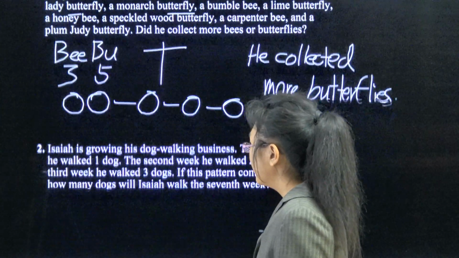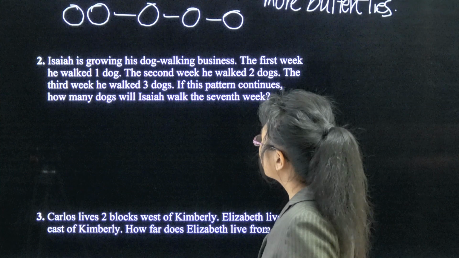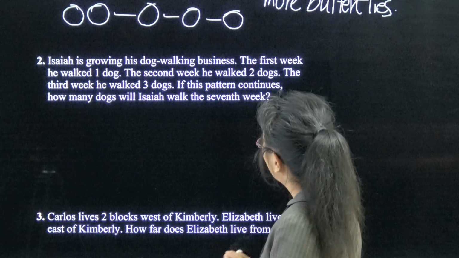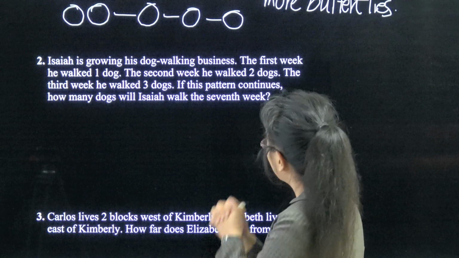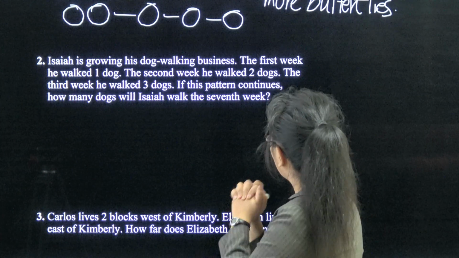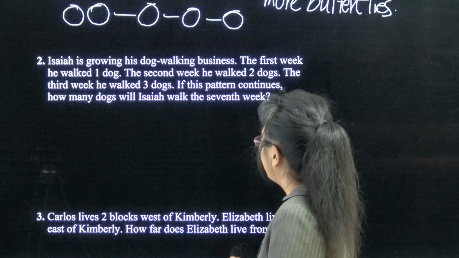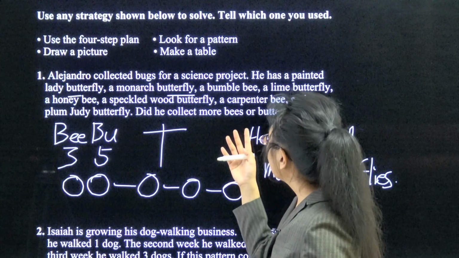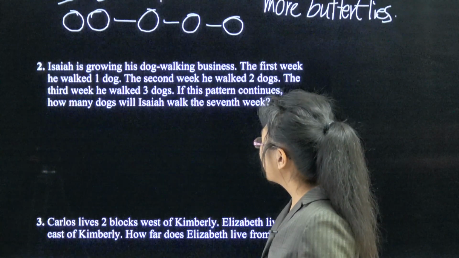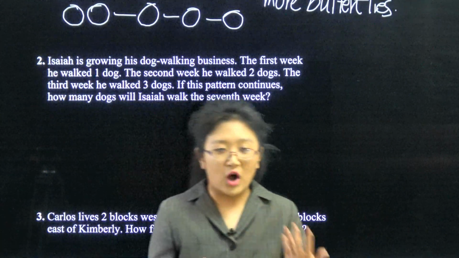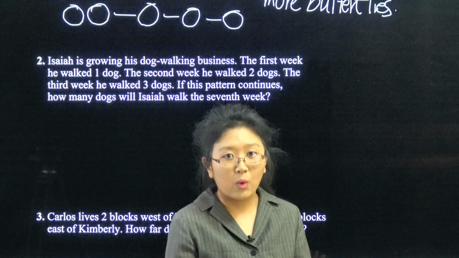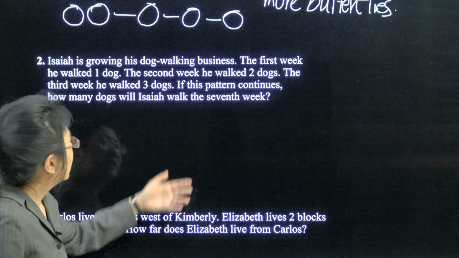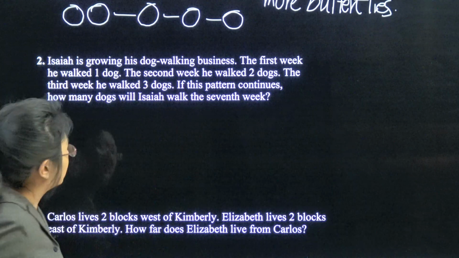Now we move on. Isaiah is growing his dog walking business. The first week he walked 1 dog. The second week he walked 2 dogs. The third week he walked 3 dogs. If this pattern continues, how many dogs will Isaiah walk in the 7th week? So that would be, look for a pattern. The pattern is number of dogs walked equals week number. So if the pattern continues, then the 7th week would equal 7 dogs.